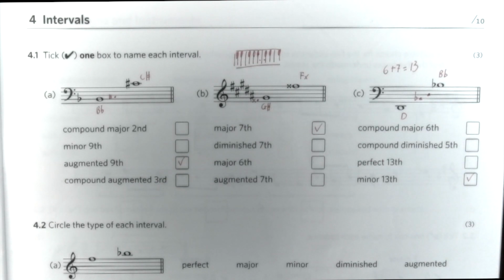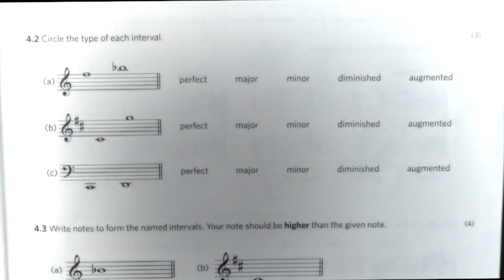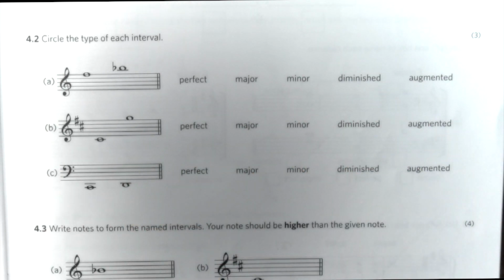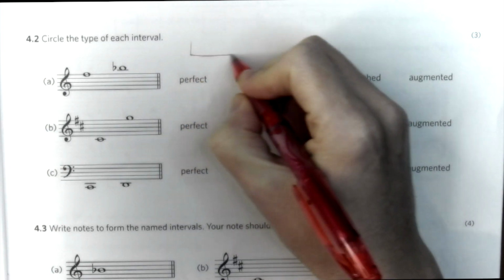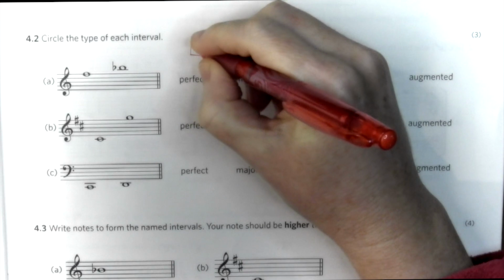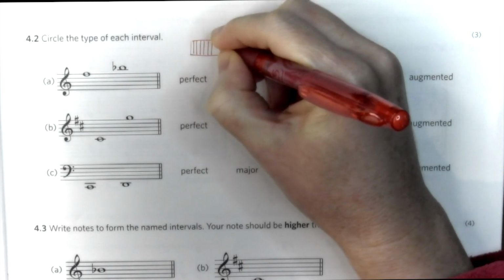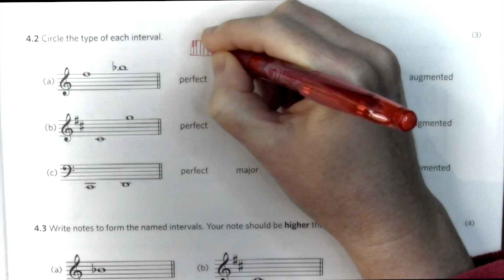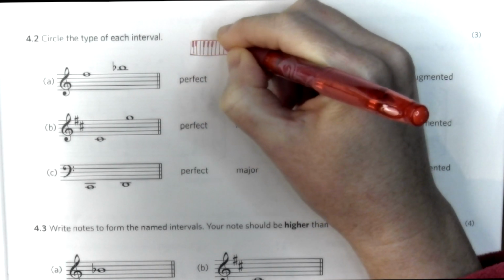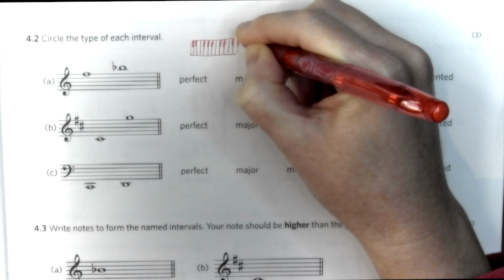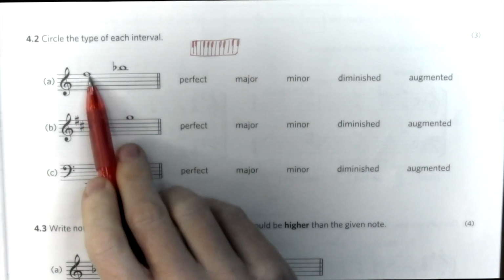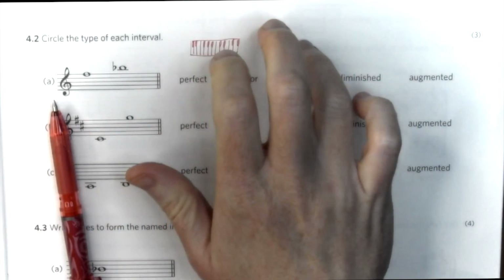Let's move on to exercise 2. In this question, we need to circle the type of interval, but to identify the type of interval, we need to find the number. So let's write the keyboard as usual. Oh my goodness, that is a bit long, I think. Okay. This is a fourth. Fa, sol, la, si.